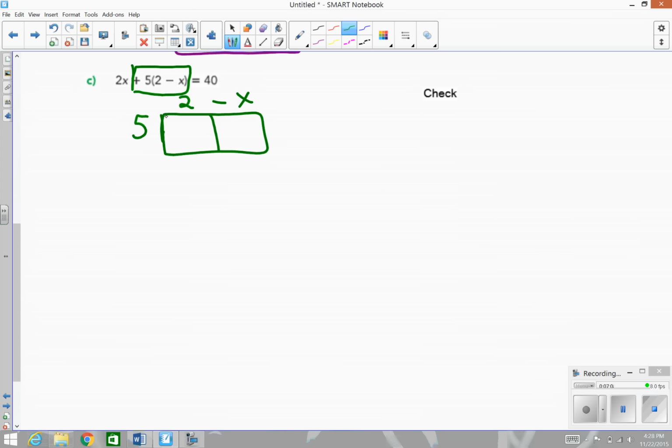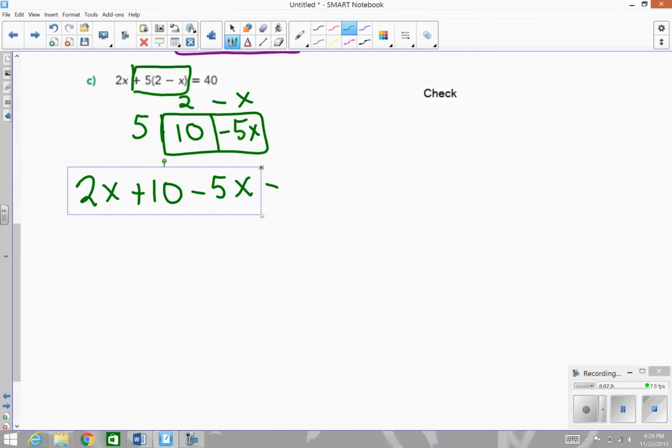Okay, so I'm going to set up my box. Five times 2 is 10. 5 times negative x is negative 5x. Okay, and I'm going to copy down everything that was in the original, replacing the first box with the second box. So I get 2x positive 10 minus 5x equals 40.